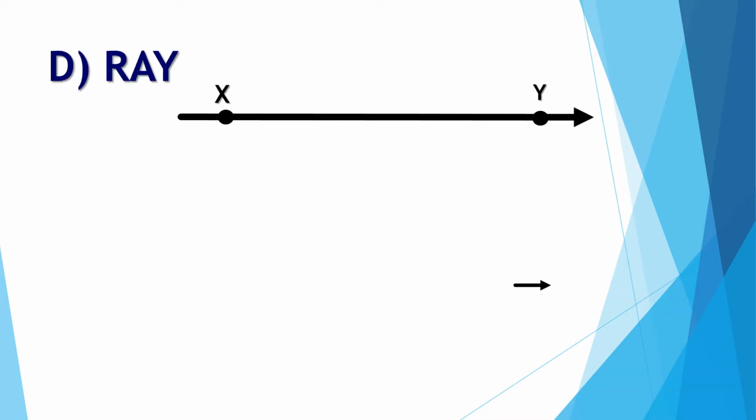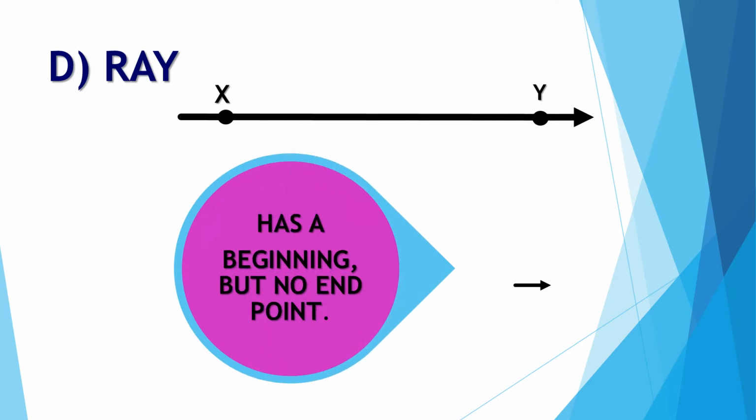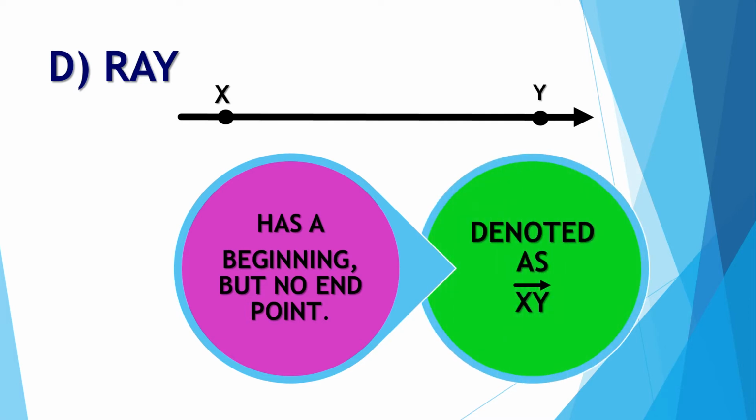Next we have a ray. What is a ray? A ray is a line that has a beginning X but no end point, and it moves continuously in the forward direction, marked as an arrow in the forward direction. It is denoted as XY and an arrow in the forward direction on top.